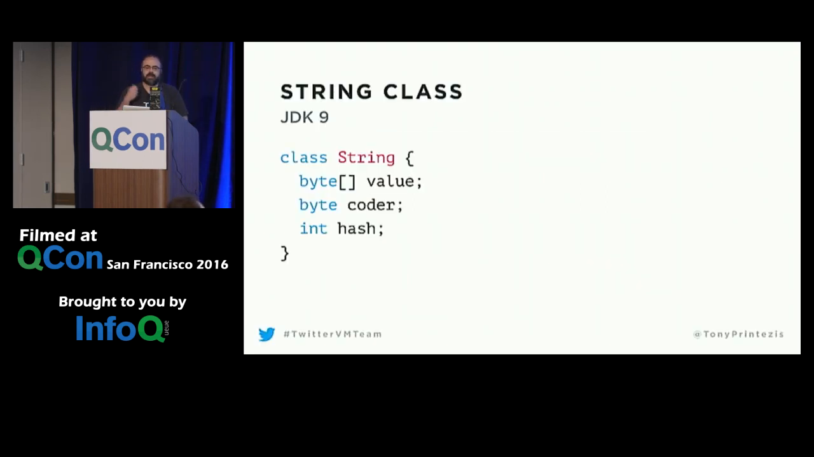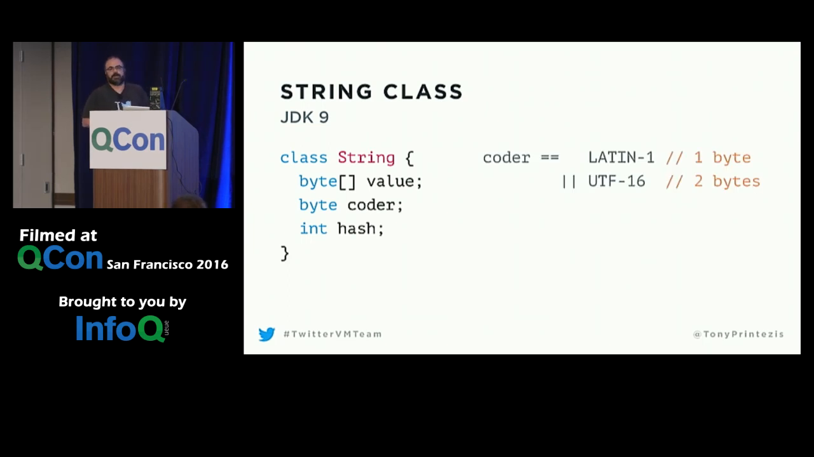Okay, and this is exactly what the string class in JDK 9 does. Notice that we still have the value field, but now it's a byte array, not a character array. And we have a new field called the coder. The coder is either Latin or Unicode, and I believe it's 0 and 1, they're the actual values. And the coder tells you how the string is encoded. So if it's Latin, then the byte array has 1 byte per character. And if it's Unicode, the byte array has 2 bytes per character.